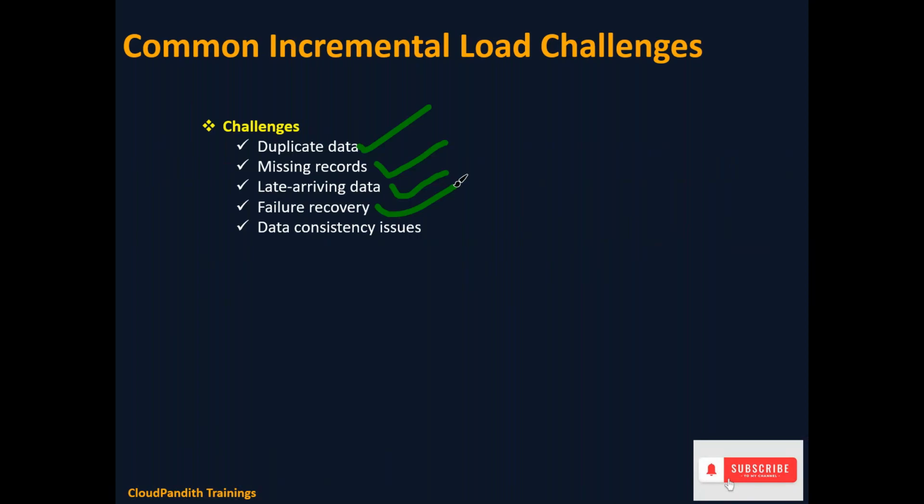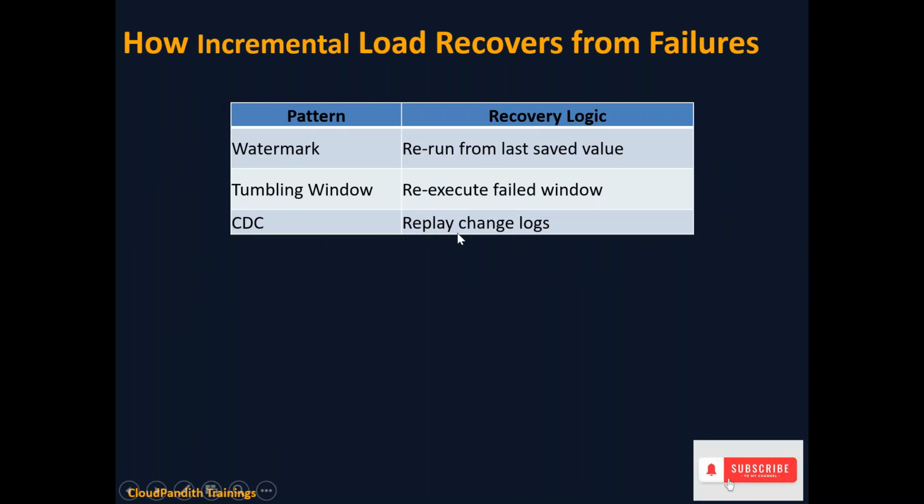That's why we need to implement these design patterns properly to avoid these challenges. First, let's understand how we can overcome these challenges with different design patterns, right? As I mentioned, there are three different design patterns we have. One is watermark, right? Watermark means if the pipeline fails, we simply rerun it using the last saved watermark value, team.